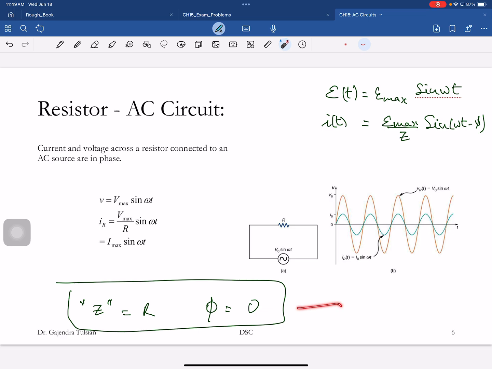All right, so for this first simple circuit, we found those two things. Z is just equal to R, and phi is equal to 0. And you can see from this equation that as the voltage is changing, the current is in lockstep with the voltage.